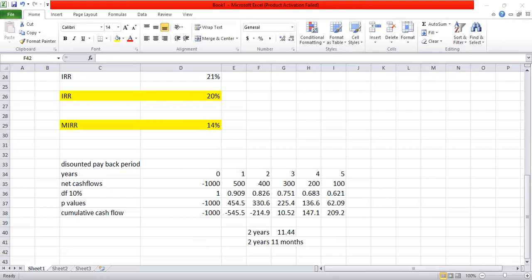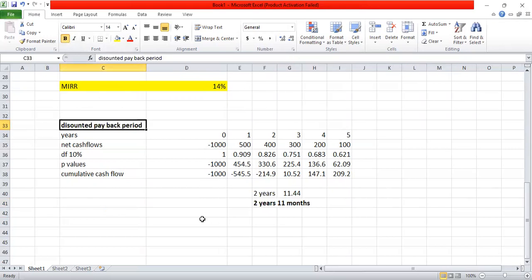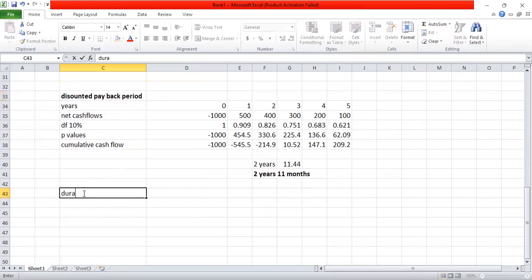So guys, this is your payback period, discounted payback. Now, the next calculation for the topic is known as the duration.